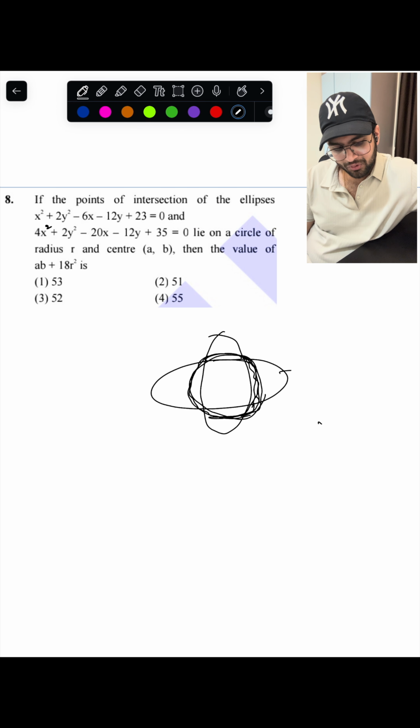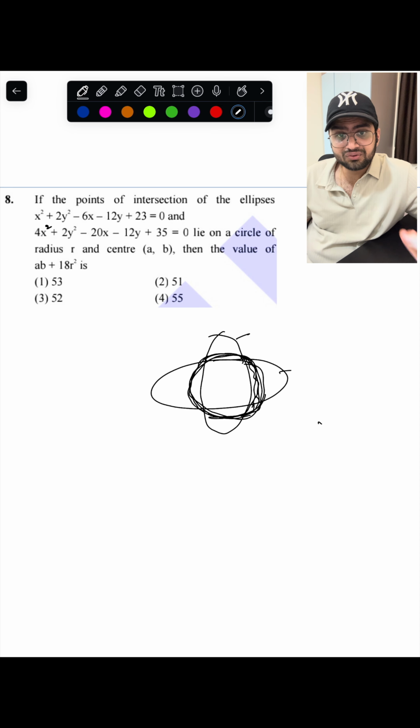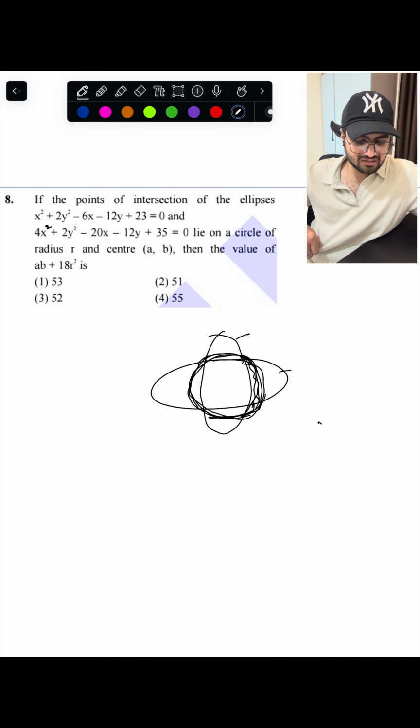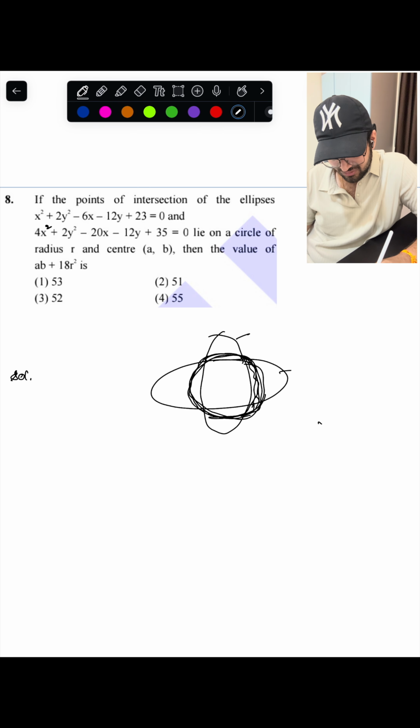So the point of intersection of 2 ellipses is a circle. Now you need to find the center and radius, because the question is related to a, b, center and they are asking ab and r, right? So it's a kind of tricky question. If you clearly know the concept directly, you can solve the question. The thing is, it doesn't matter, very easy question this is.